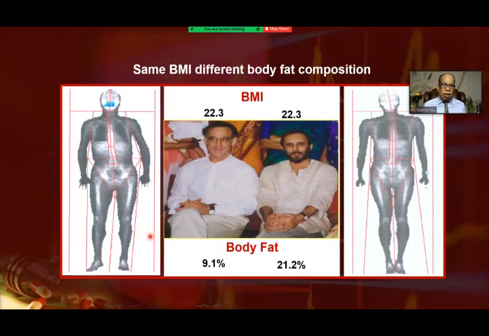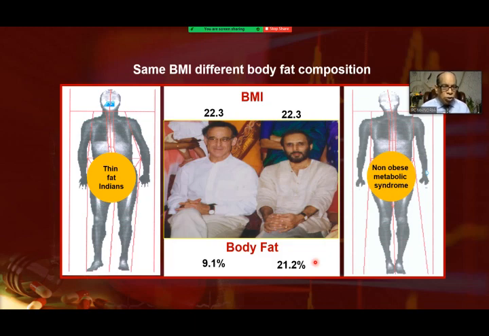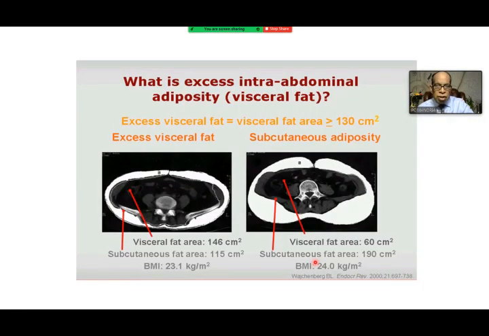Now, Indians somehow have more visceral fat, and this is beautifully illustrated in this slide. As you can see, this is the past President of ADA and this is Dr. Yajnik. Both have a BMI of 22.3, but look at the body fat. Only 9.1% in the past President of ADA and 21.2% in Dr. Yajnik. So we also call Indians thin fat Indians, and this is also nomenclated as non-obese metabolic syndrome.